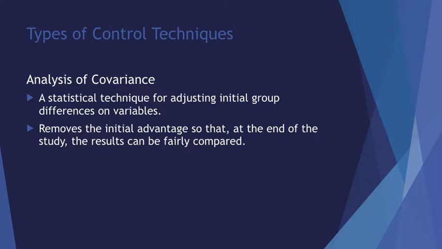So say you found that a group to be taught by method Y scored much higher than the group to be taught by method X. The difference suggests that method Y group will be superior to the method X group at the end of the study just because members of the group began with a higher reading ability than the members of the other group. Analysis of covariance statistically adjusts the scores of the method Y group to remove the initial advantage so that at the end of the study, as I mentioned, the results can be fairly compared as if the two groups started equally.